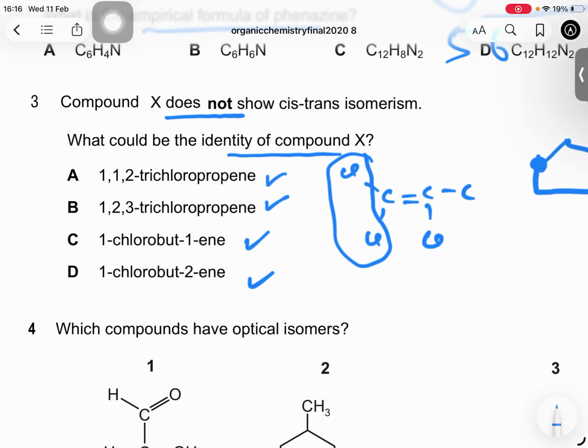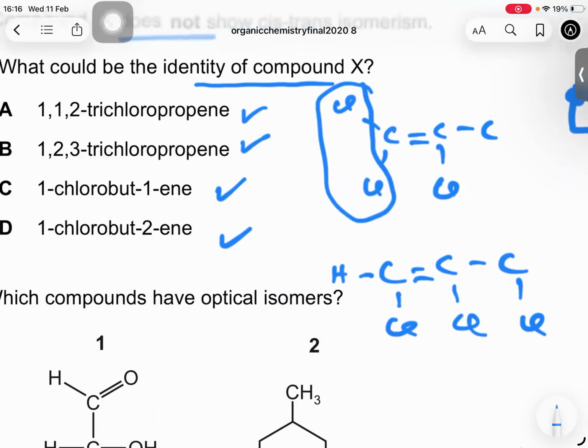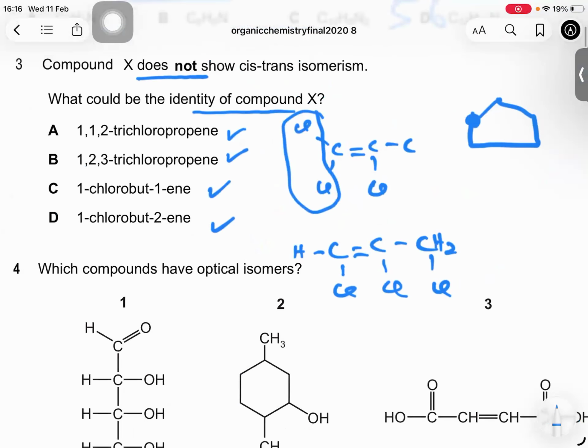Okay, 1,2,3. So 1,2,3 is like this. This is 1, this is 2, this is 3. Okay, so why can't it happen? Yes. Now see, these two carbons that have the double bond, in 1,2,3-trichloropropene it can happen. These two are different atoms, these two are different. So it would have cis-trans isomerism.